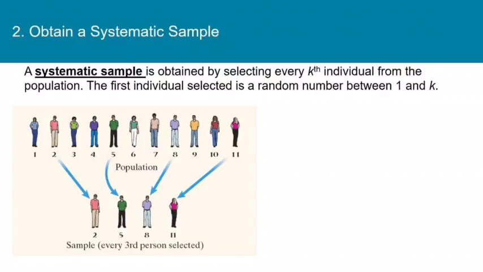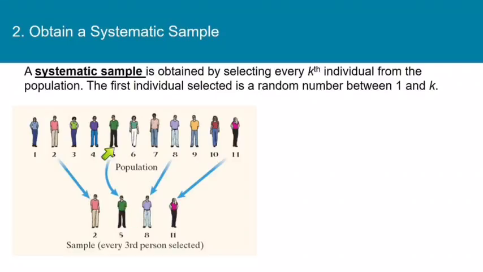So if you look at this picture, you can see that they're choosing every third person. So they randomly chose a number less than 3. So they start with person number 2. That 2 was randomly chosen. And then after that, they just do every third person. So 2 plus 3 is 5, and 5 plus 3 is 8, and 8 plus 3 is 11. And so after number 2, every third person after that becomes part of the sample.